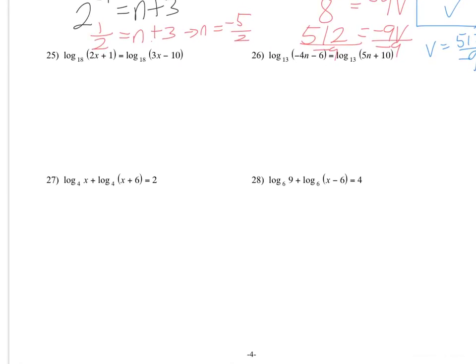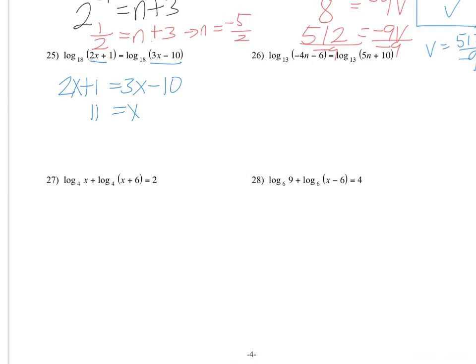For 25, we get a log on both sides. If we only have logs on both sides, we can make use of the one-to-one property of logarithms, which is pretty nice. What that basically is telling us, if we have a log on both sides, it's just like having an exponential in the same base on both sides. So 2x plus 1 is equal to 3x minus 10. If I bring the 2x over and the 10 over, I get that x is equal to 11.